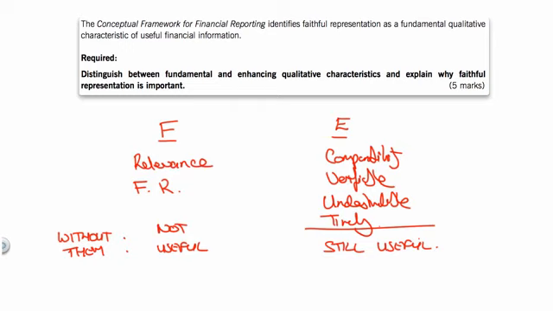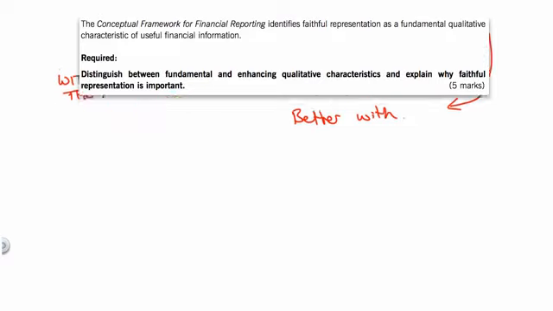Without the enhancing ones, it can still be useful, but as its name suggests, it would enhance it, so therefore it would be better with them. Okay, that's basically the difference. So that's the distinguish between fundamental and enhancing. Then it says, and, so move on to the next part of the question. It says, and explain why faithful representation is important.